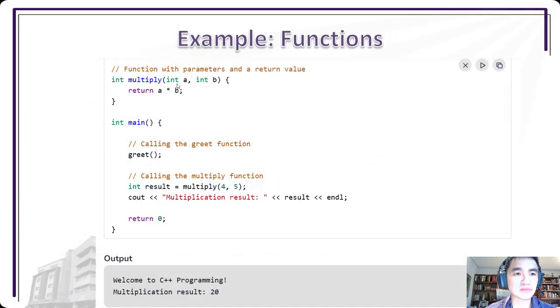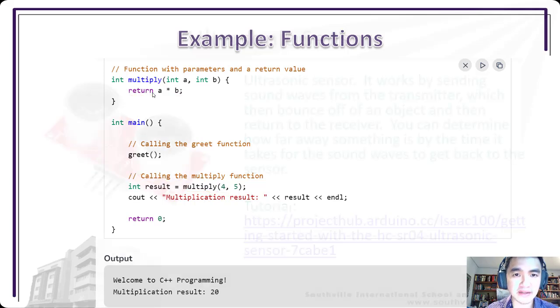This is an example function again. Here the return type is int. The function is called multiply. It takes two parameters, an int a and an int b. It returns a times b. And here we are calling the function: int result equals multiply(4, 5). So it's just a simple function as a reminder.